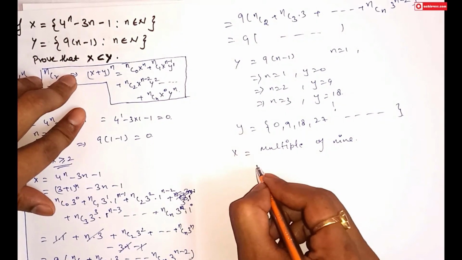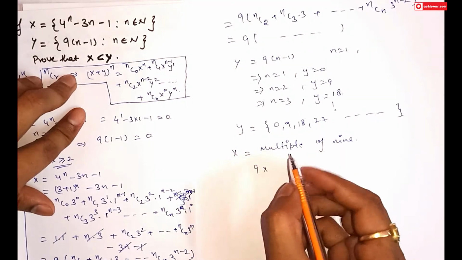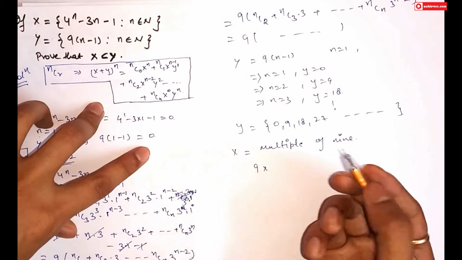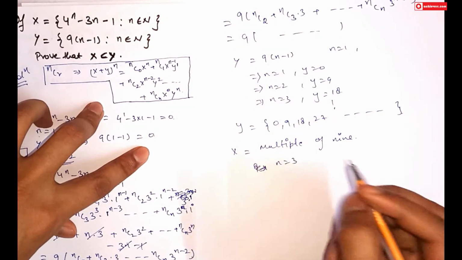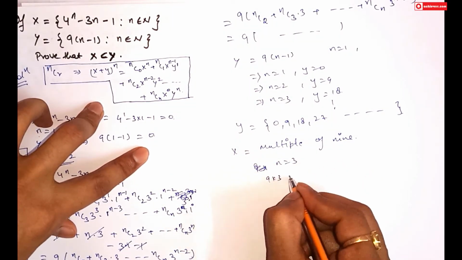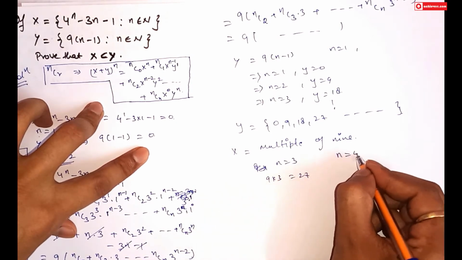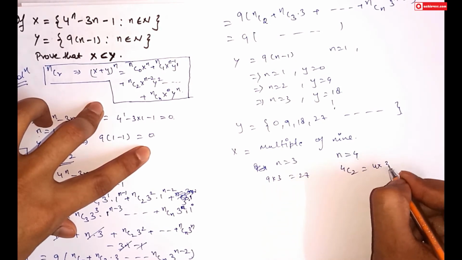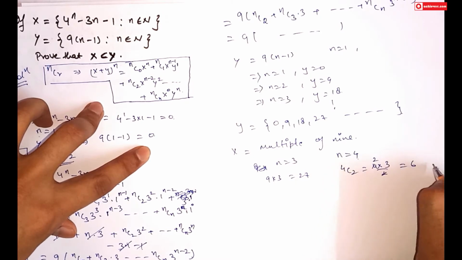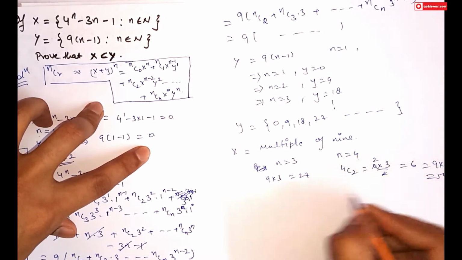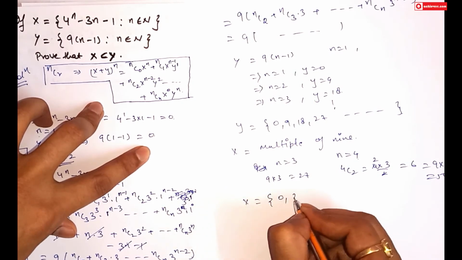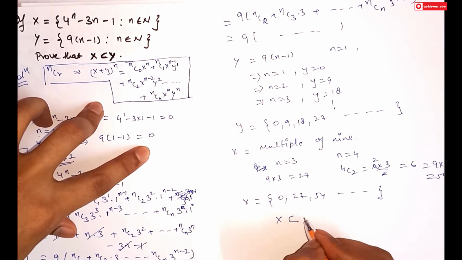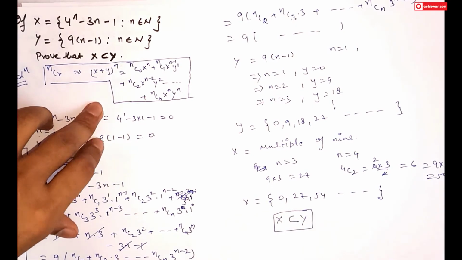So what it will be is 9 into nC2. If n is equal to 3, then it will be 9 into 3, that is 27. If n is equal to 4, then it will be 4C2, that is 4 into 3 by 2, that is 6. So 9 into 6, that is 54. So x will contain 0, 27, 54, terms like this. So this clearly shows that x is a subset of y, hence proved.